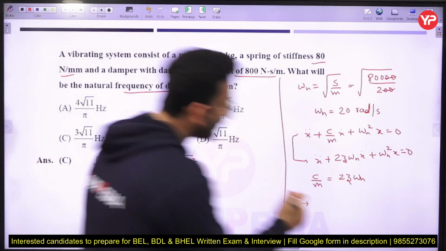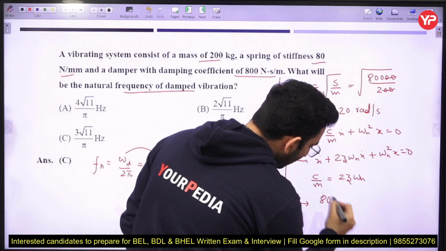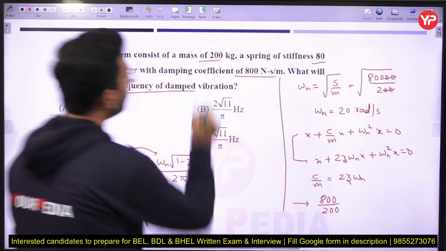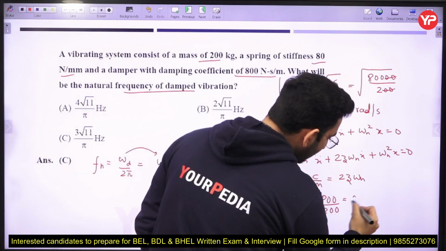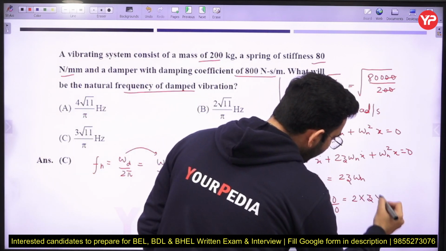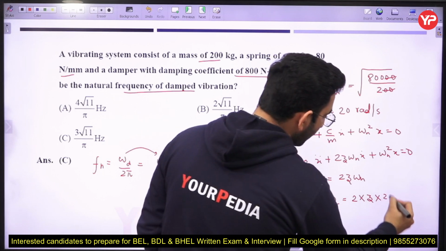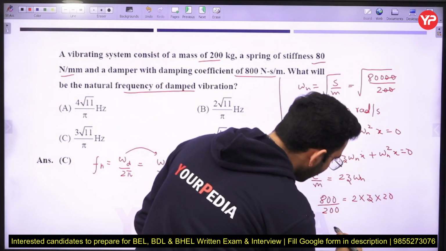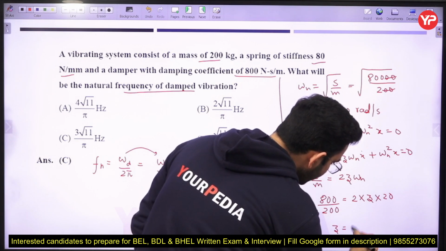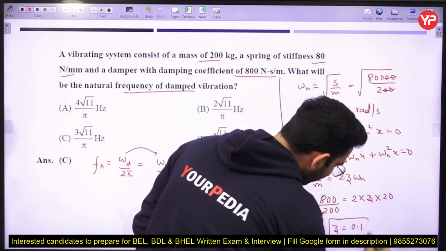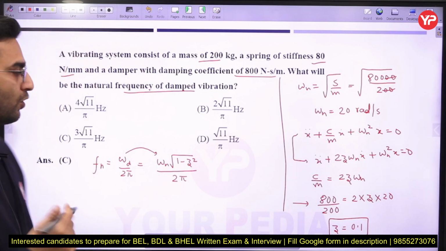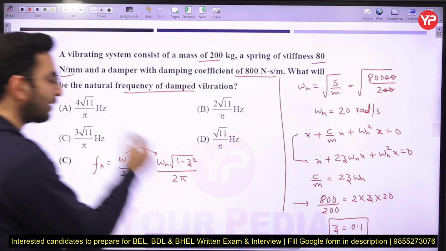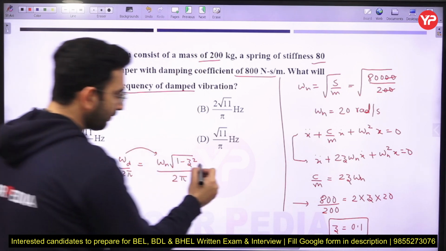So value of C is given to you as 800, the mass is given to you as 200 kg, and the value of zeta, the damping ratio, you have to find out, and omega n is given to you as 20 here. So if you simplify it further, you will find the value is coming out to be around 0.1 here. Value of zeta is coming out to be 0.1, and if you just put these two values into the final expression of the damped natural frequency, you will get your answer.